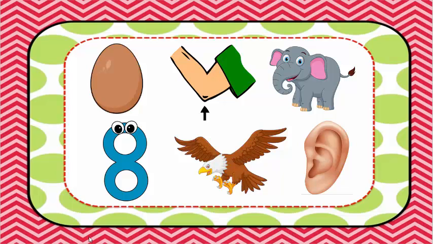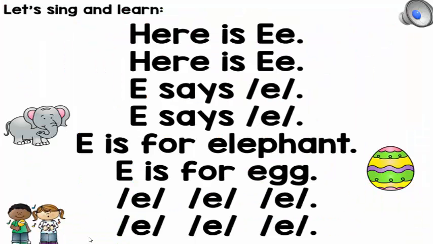Egg, elbow, elephant, eight, eagle, and ear. Let's repeat them again. Egg, elbow, elephant, eight, eagle, and ear. Let's sing and learn.